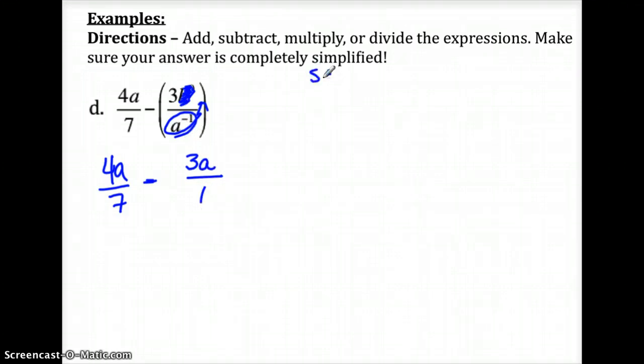Now again, I need the same denominator. Whoops. One too many squiggles on my m. So let's try this again. I need the same denominator to subtract these guys. There we go.